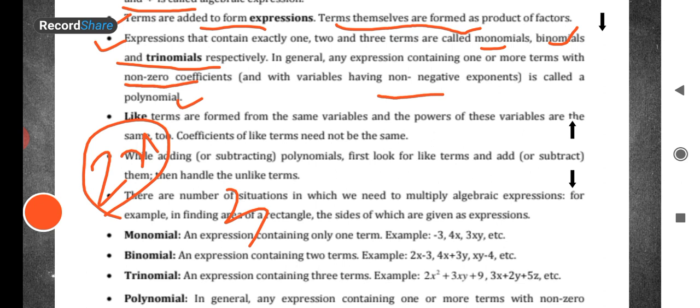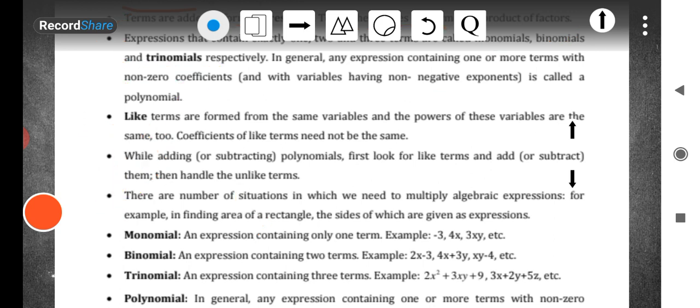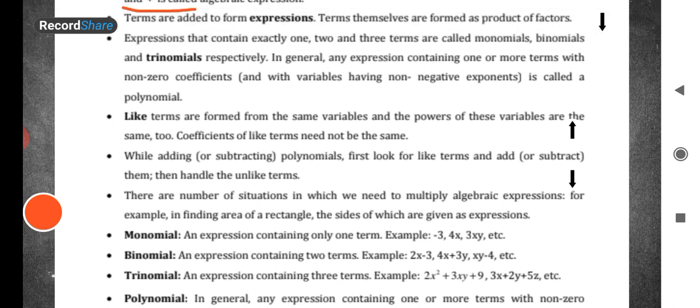Non-zero coefficients means here 2 and x. So 2 is the coefficient of x, so it cannot be 0x. It should be non-zero, not 0, that means 2x, like that it should be. So that is called a polynomial: 2 or more terms with non-zero coefficients is called a polynomial. Binomial is also called a polynomial. Trinomial, they are all called polynomials.